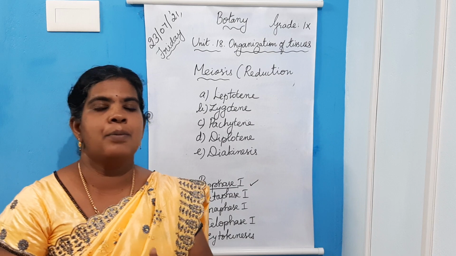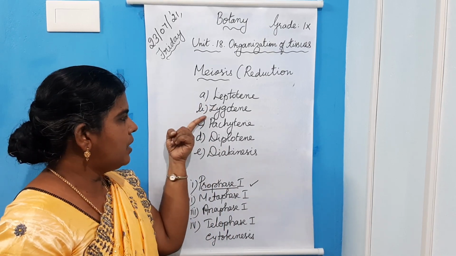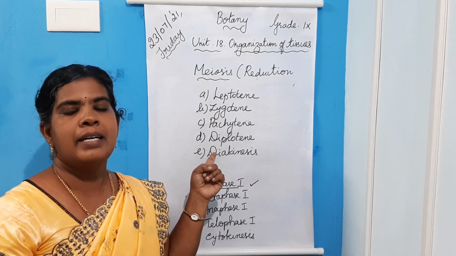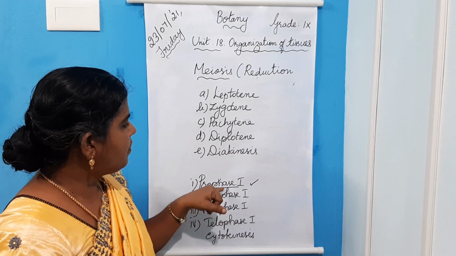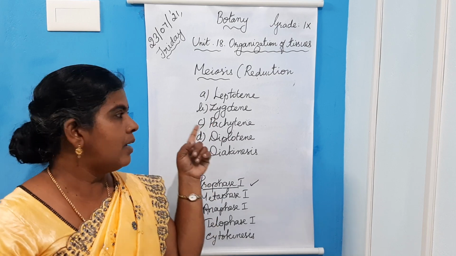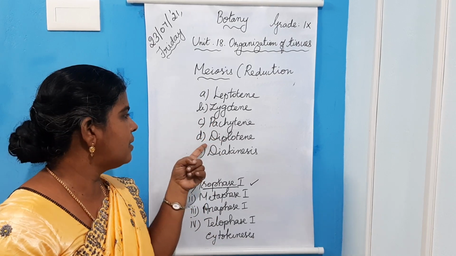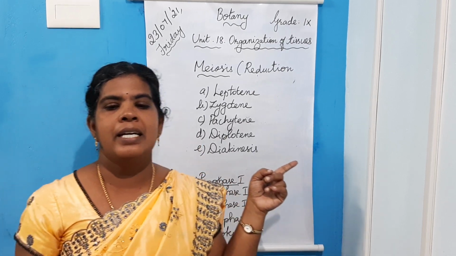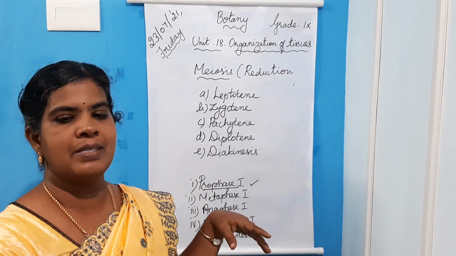What are the stages of prophase 1? Leptotene, zygotene, pachytene, diplotene, and diakinesis. What is the first phase under prophase 1? Leptotene. Second is zygotene. Third is pachytene. Fourth is diplotene, and the last one is diakinesis. These are the sub-stages of prophase 1.